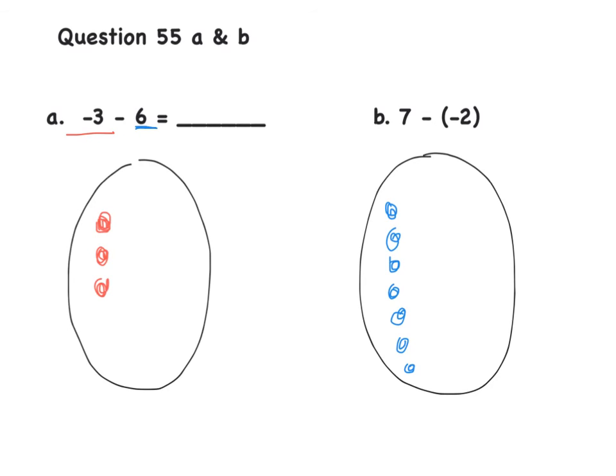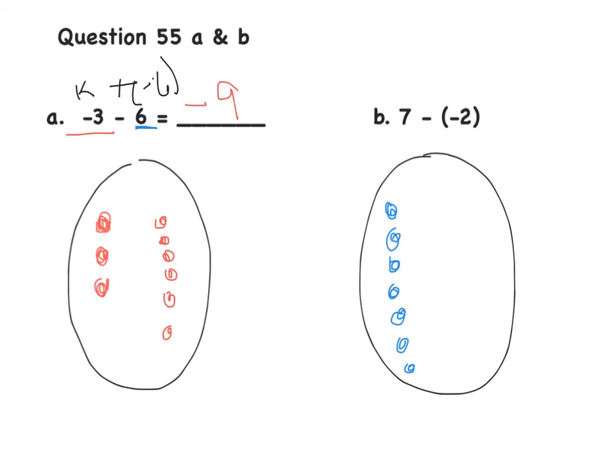Or if you would like, you're more than welcome to rewrite this. You can rewrite it as, you remember, keep the first number, change this to addition, and then change the +6 to a -6. So you can think of it as adding 6 negatives. So 1, 2, 3, 4, 5, 6. So that would give me -9.